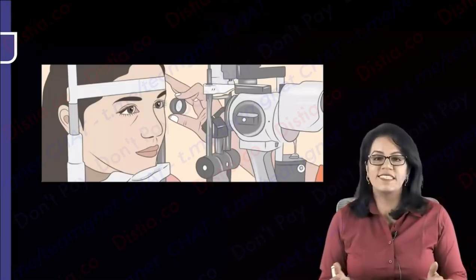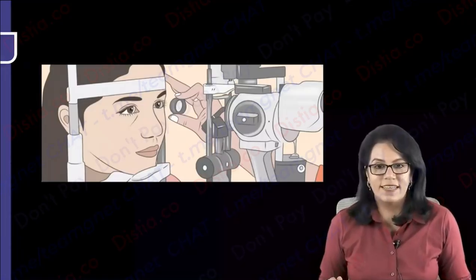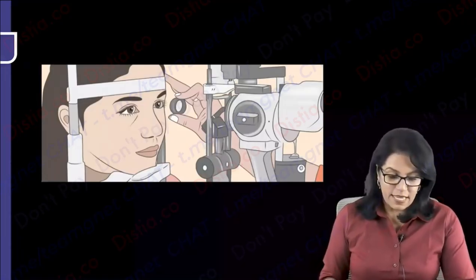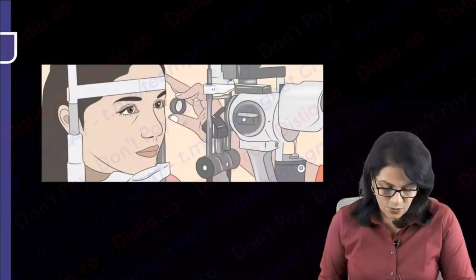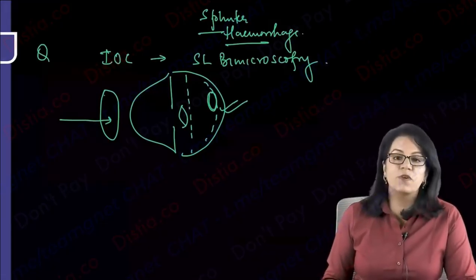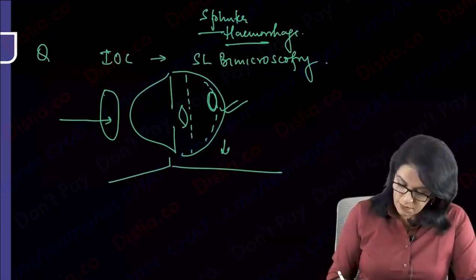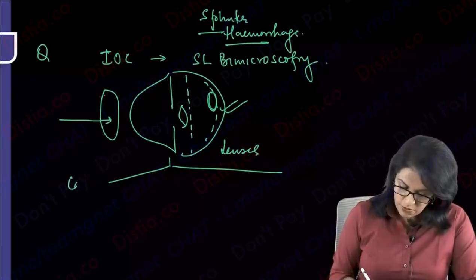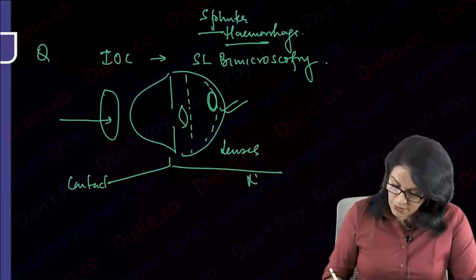Normally if I don't use this lens, I cannot see the retina, but because I am using a lens and looking through the slit lamp, I will be able to visualize the retina. Okay. So when I am talking about the lenses, what are the different lenses I can use for slit lamp biomicroscopy? We can divide them into contact or non-contact. Contact means you are touching the eye.